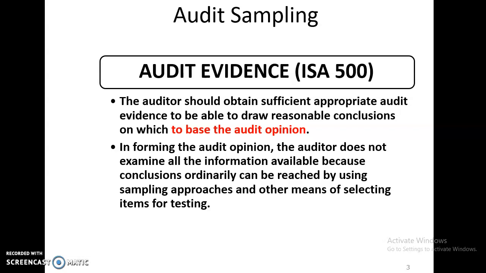Now, remember in our first class, we have talked about, as auditors, we are very concerned with our audit evidence, and this is covered under International Accounting Standard 500, where it says here that the auditor should obtain sufficient appropriate audit evidence to be able to draw reasonable conclusions on which to base the audit opinion. And it is quite impossible for us to actually look at all the items or all the transactions in the client's organization. So one way to actually get our audit evidence is through sampling. And for that reason, we need to understand what kind of sampling that we need to do.